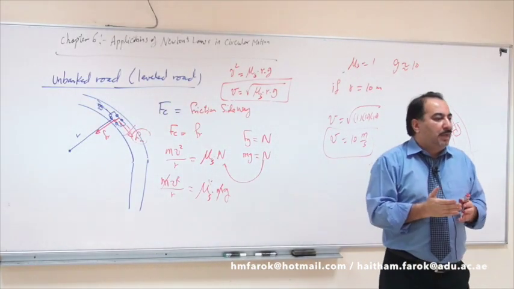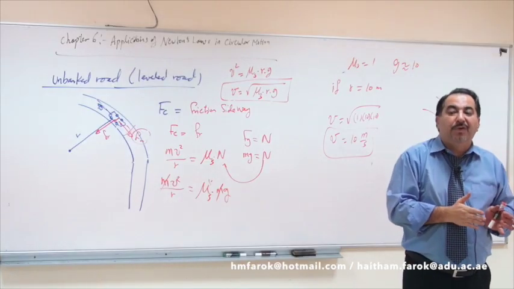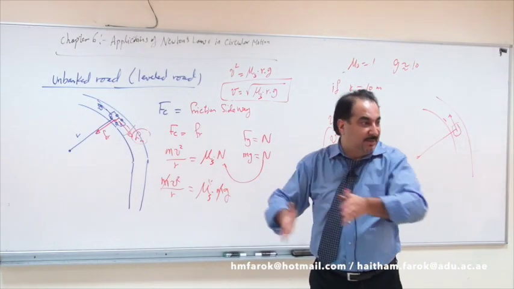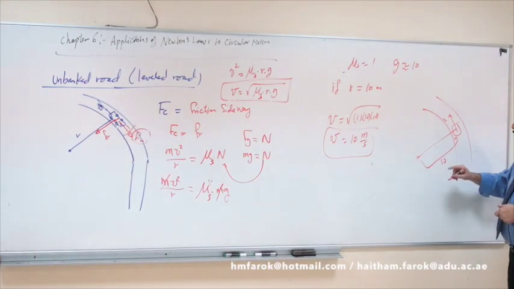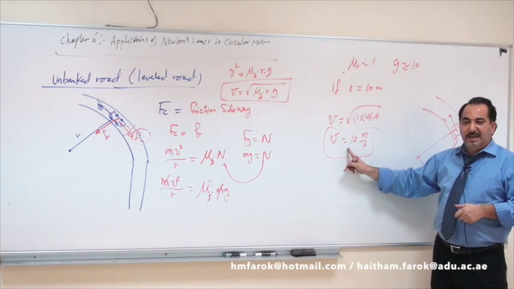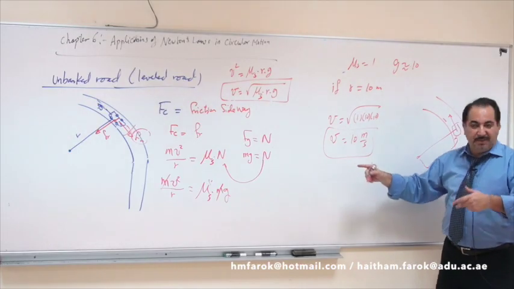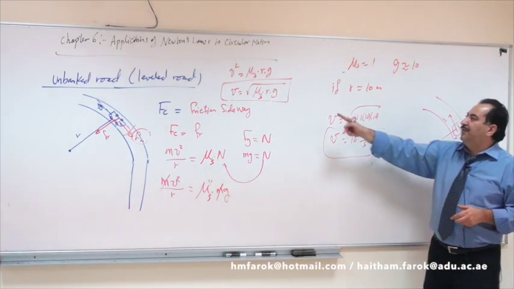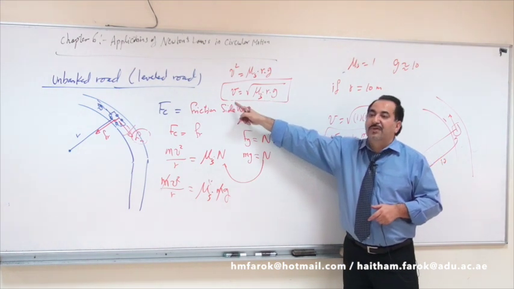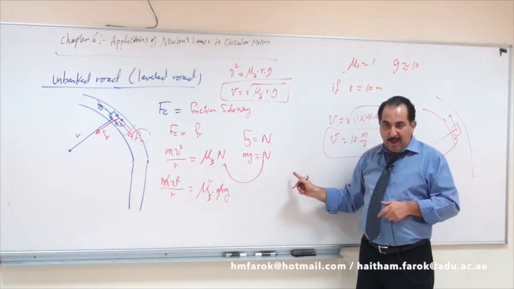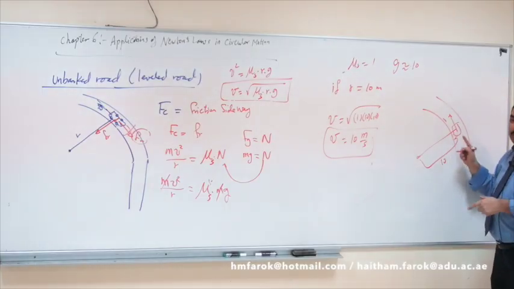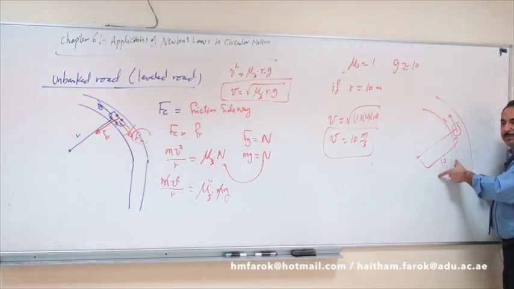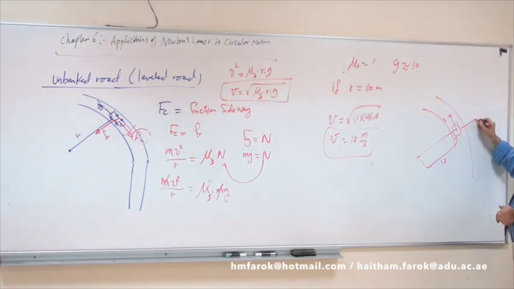So what happens? The car will look for a bigger radius. This is the radius given, 10. So if you come with a speed more than 10, let's say 15, if you put 15 here, it gives you a velocity more than 10. So when you come with 15, 10 is not enough for the car. So your car will slide to a bigger R.